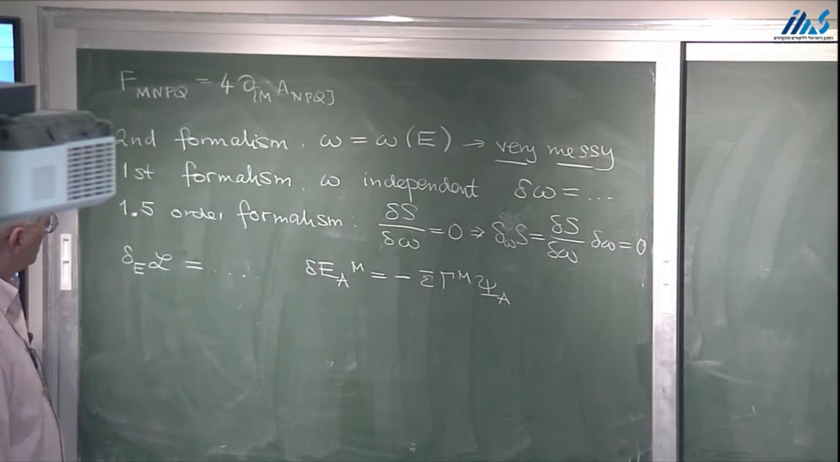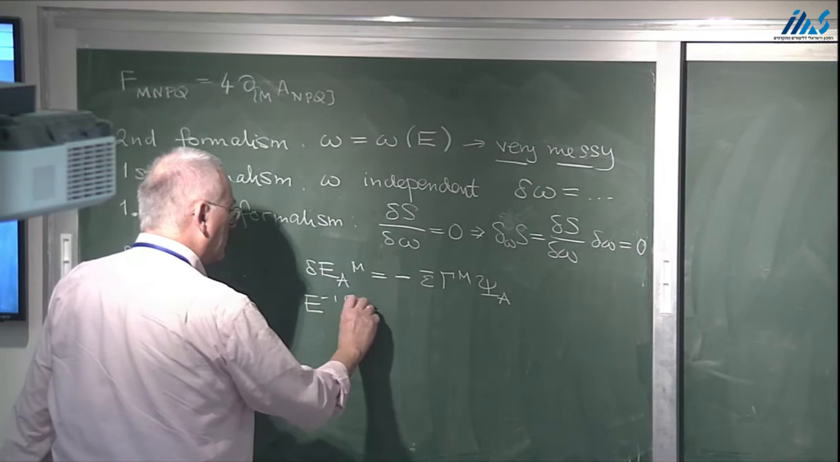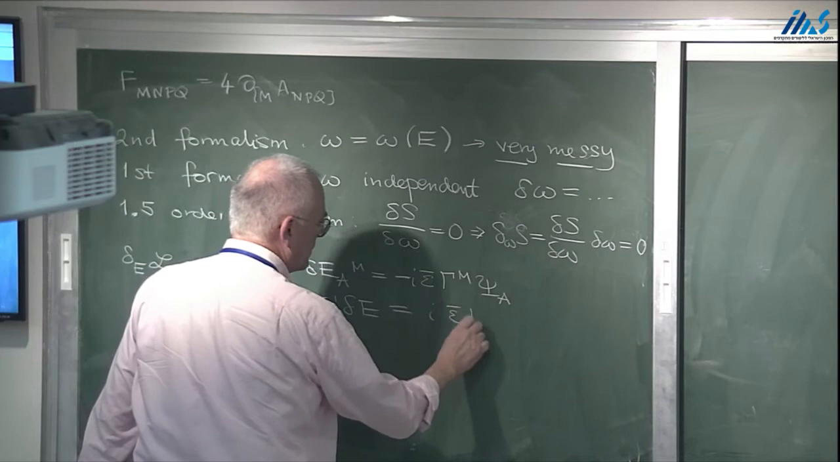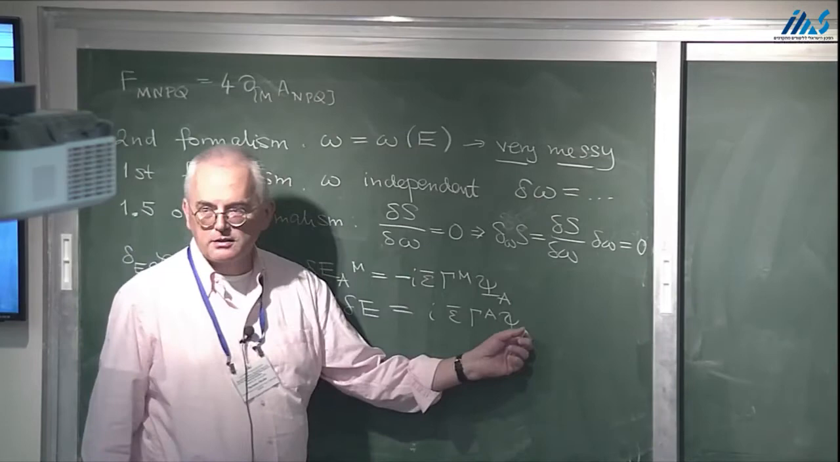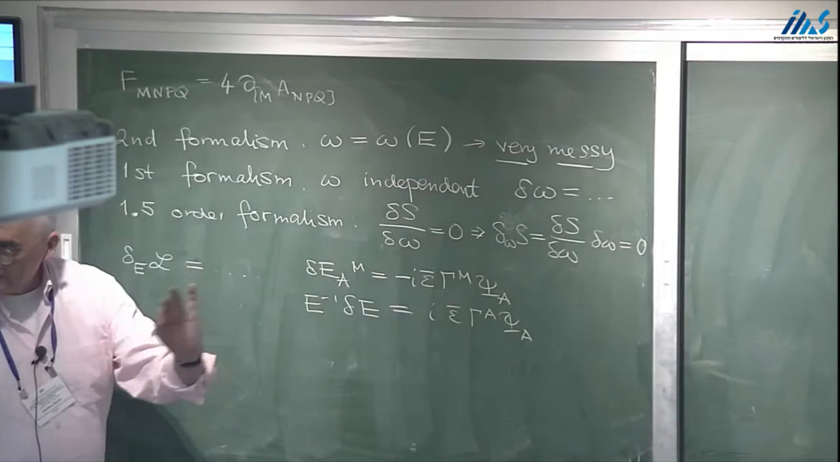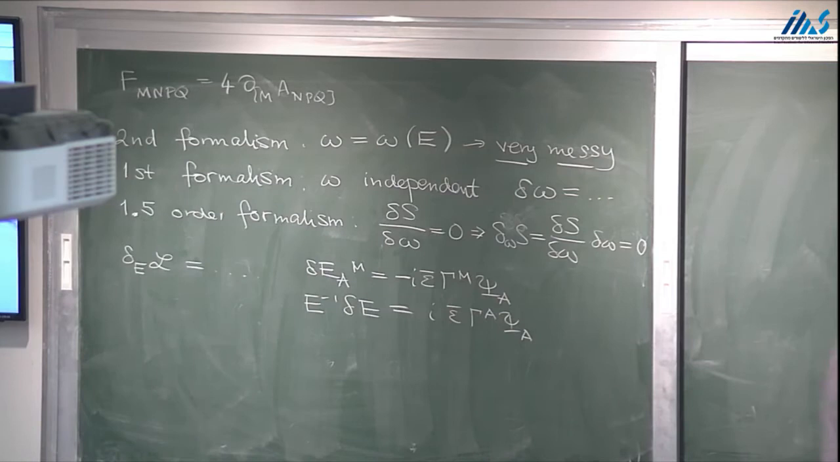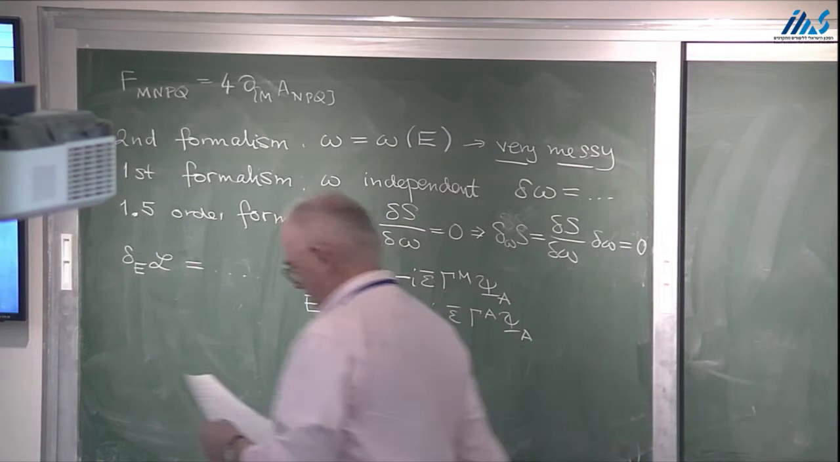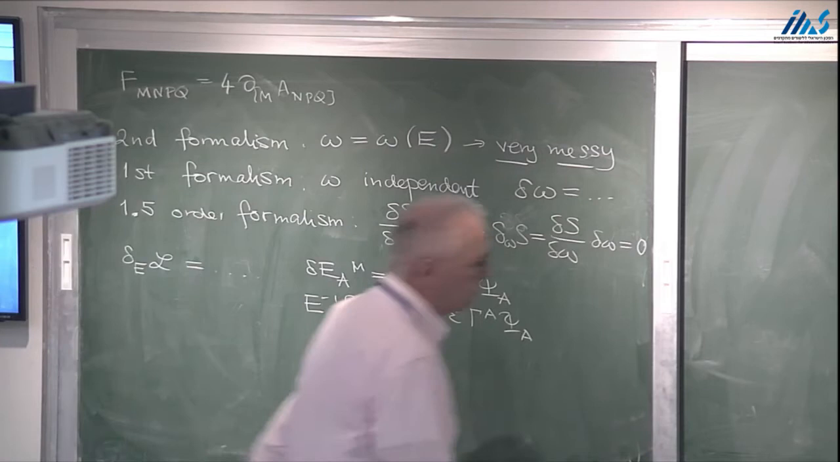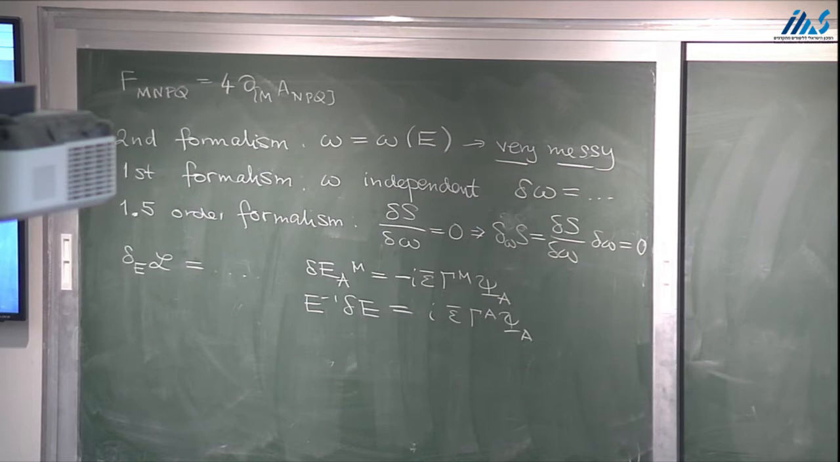And you can also calculate the variation of the E minus 1 using well-known formulas. So this is E epsilon bar gamma A psi A. And you always keep in mind that if I write such an index, it has a vielbein hidden in it, because the basic field is psi M with the world index. Okay, and then you can easily check that here you just have to vary these three terms. So let me call this term 1 and this term 2.